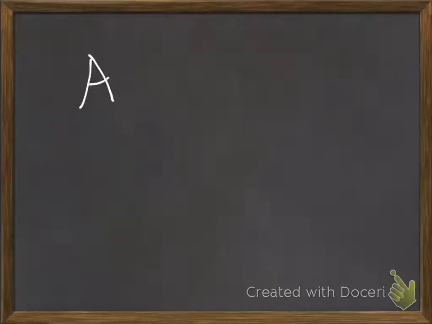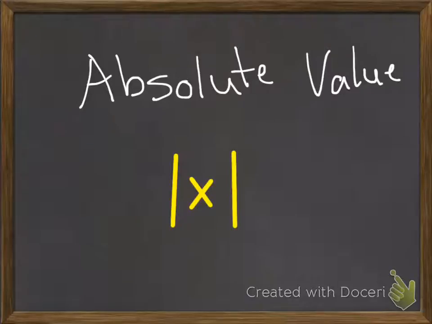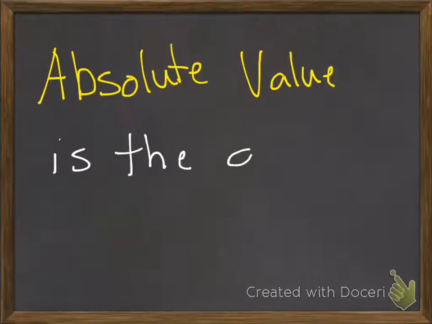Today we're going to talk about absolute value. What is absolute value? Absolute value is the distance a number is from zero.